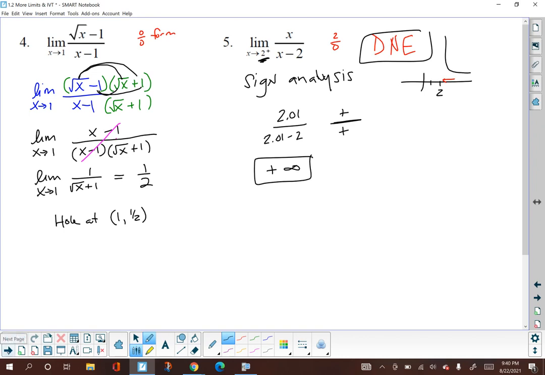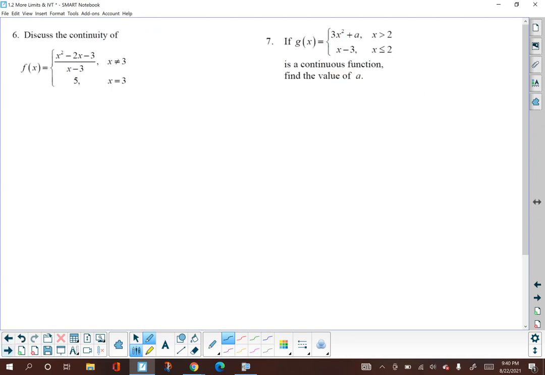Okay, going on to example 6. It says discuss the continuity of this piecewise function f of x. Well, we have 2 pieces here, and it looks like the function is defined to be this top piece everywhere except at 3. And at 3, the function takes on the value 5.